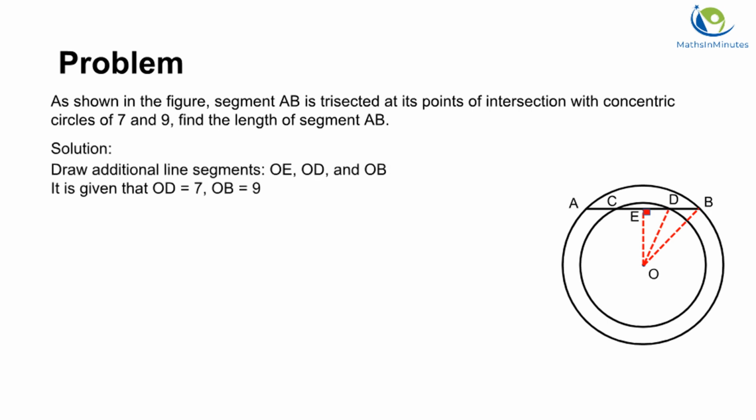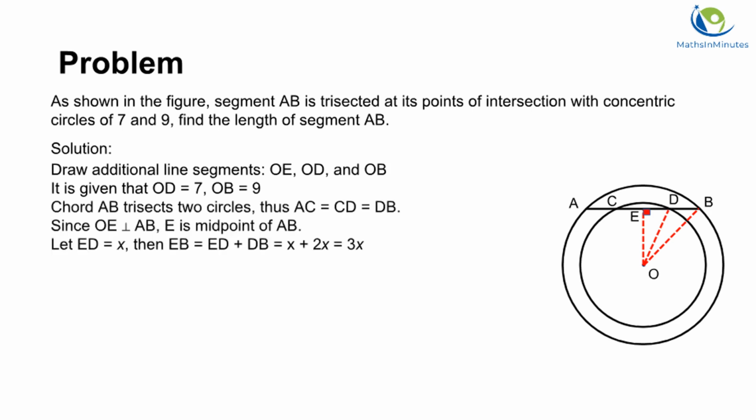Since segment OD is the radius of the small circle, we have OD equal to 7. Also, segment OB is the radius of the large circle, we have OB equal to 9. It is given that chord AB trisects the two circles. Therefore we have AC equal to CD equal to DB. Since line OE is perpendicular to chord AB, point E is the midpoint of chord AB. We denote segment ED as x, then segment EB is equal to 3 times x.